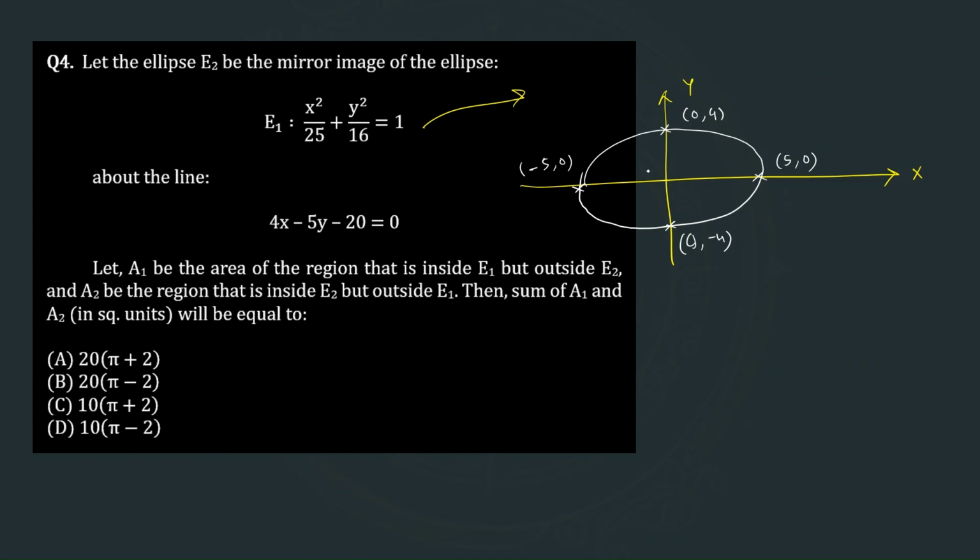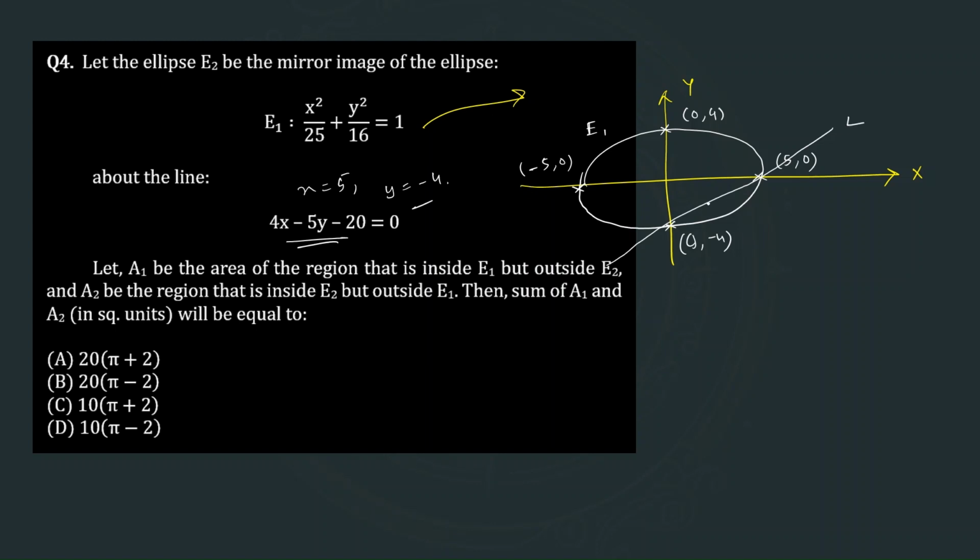E2 is the mirror image of this ellipse. This is ellipse E1 and the mirror image of this ellipse about the line 4x minus 5y minus 20 equal to 0 is E2. Now what is this line? If we try to plot this line, if we put y equal to 0, x comes out to be 5, and if we put x equal to 0, y comes out to be minus 4. So basically, the line passes through the points 5 comma 0 and 0 comma minus 4. So we can see the line passes through the ends of the major axis and minor axis of this ellipse.